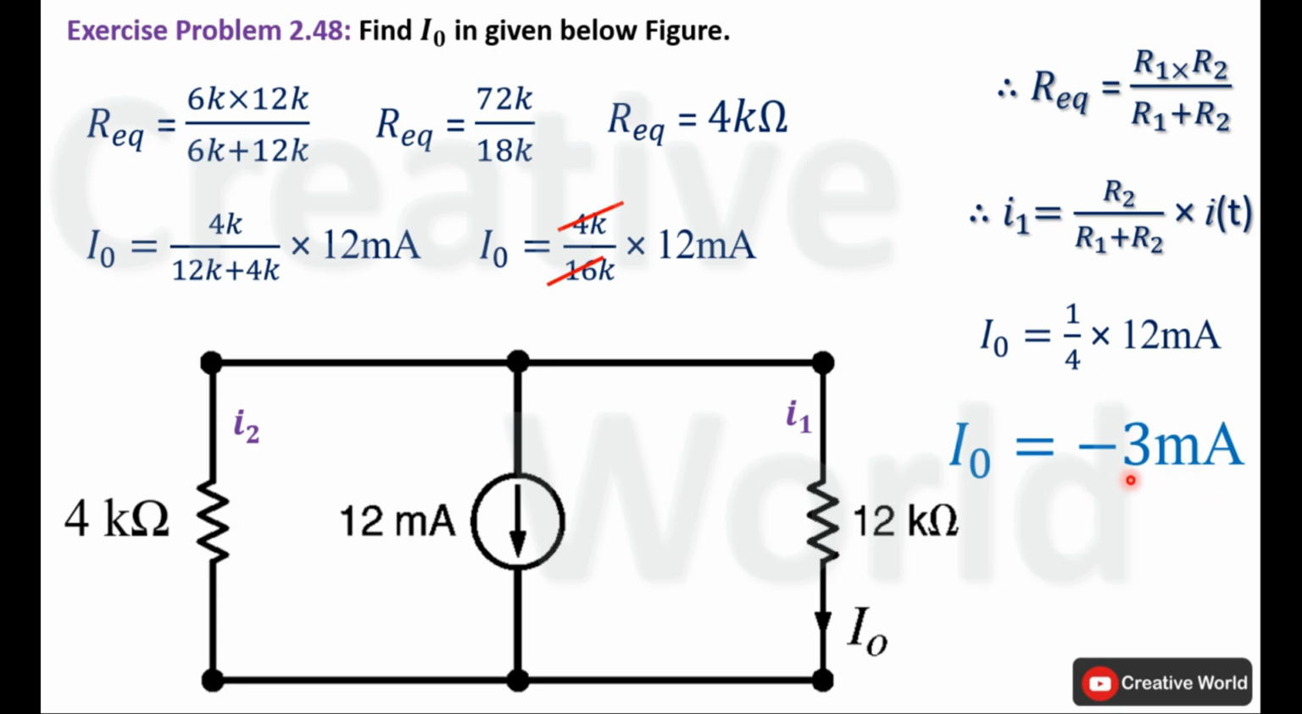Here I have taken minus sign along with the value of I0 because this current is entering this node and it will leave to these two branches. So the direction of current inside this branch will be upward. But the direction of current I0 is downward, which is opposite to the actual direction of current. That's why we have taken minus sign along with the value of current I0. So the value of current I0 inside this network is minus 3 milliampere.